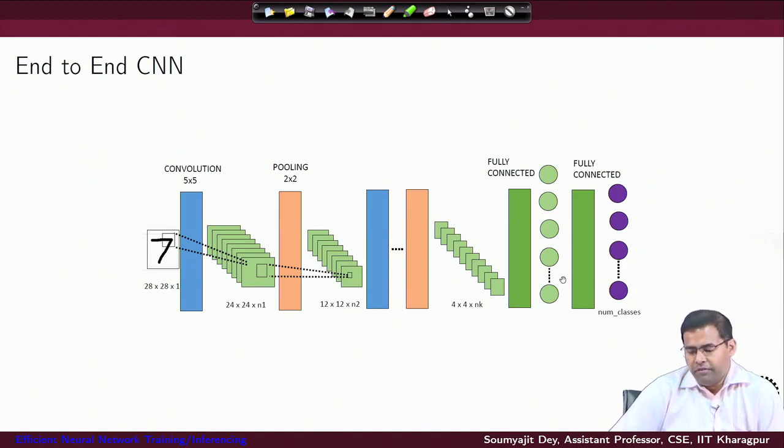At the end you have a fully connected layer, just like our normal neural network architecture, and the fully connected layer will be reducing the transformed image to the final class scores for the output layer, where you have as many nodes as the number of classes that we are talking about. So, that is how the CNN pipelines are arranged.